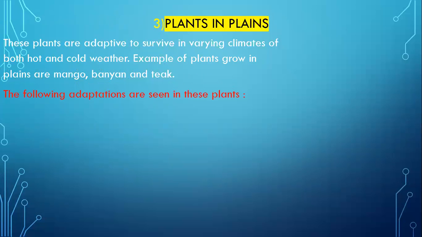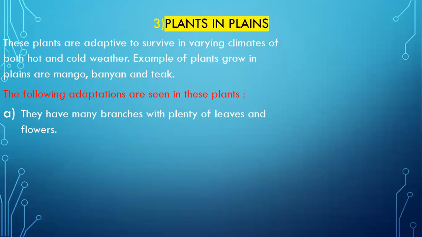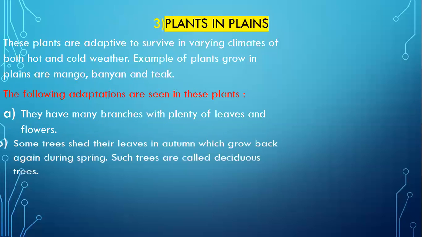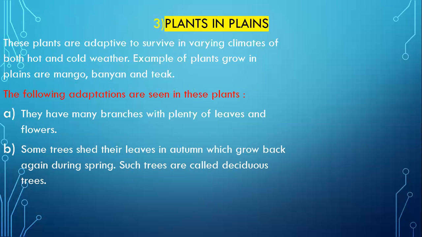Now we have to discuss the adaptations which are seen in these plants. First one, they have many branches with plenty of leaves and flowers. You can also see in your surroundings, if you look at a mango tree, it has many branches with plenty of leaves and flowers. Next, point B, some trees shed their leaves in autumn, which grow back again during spring.